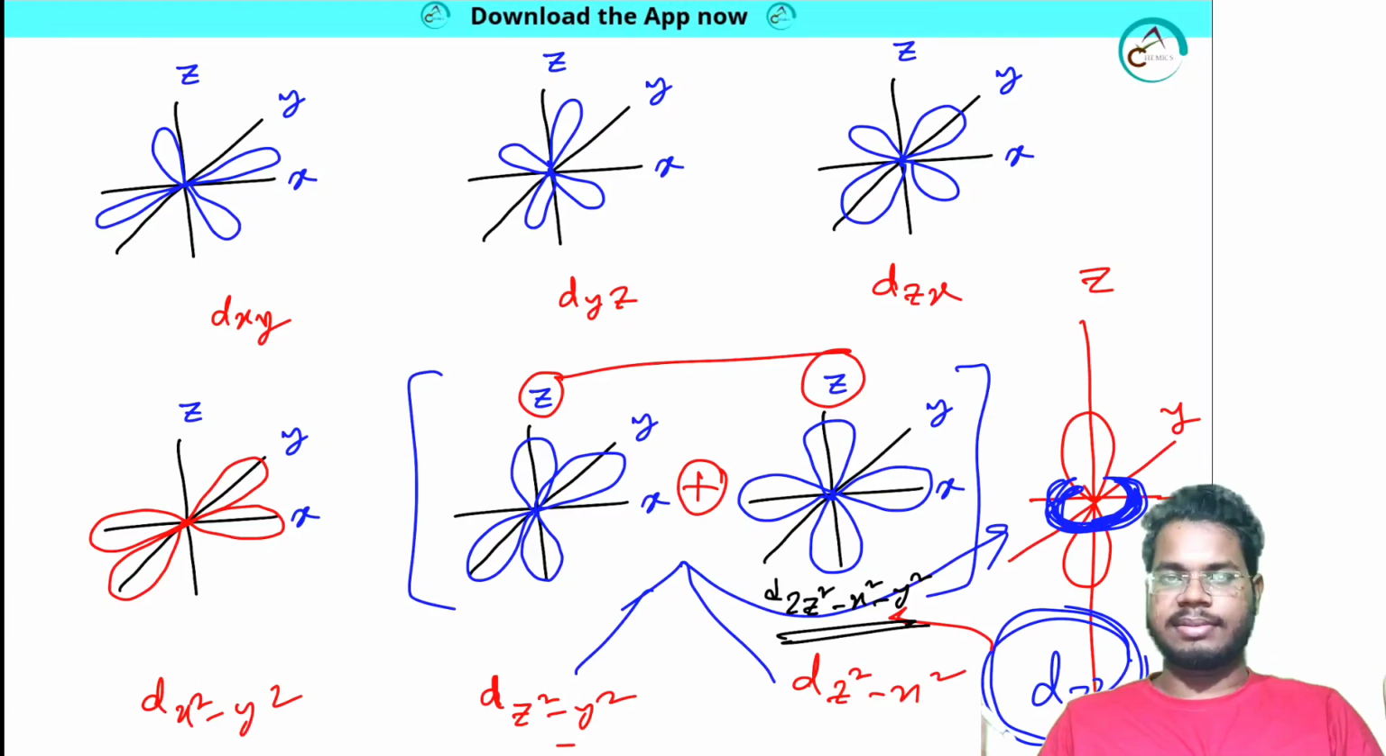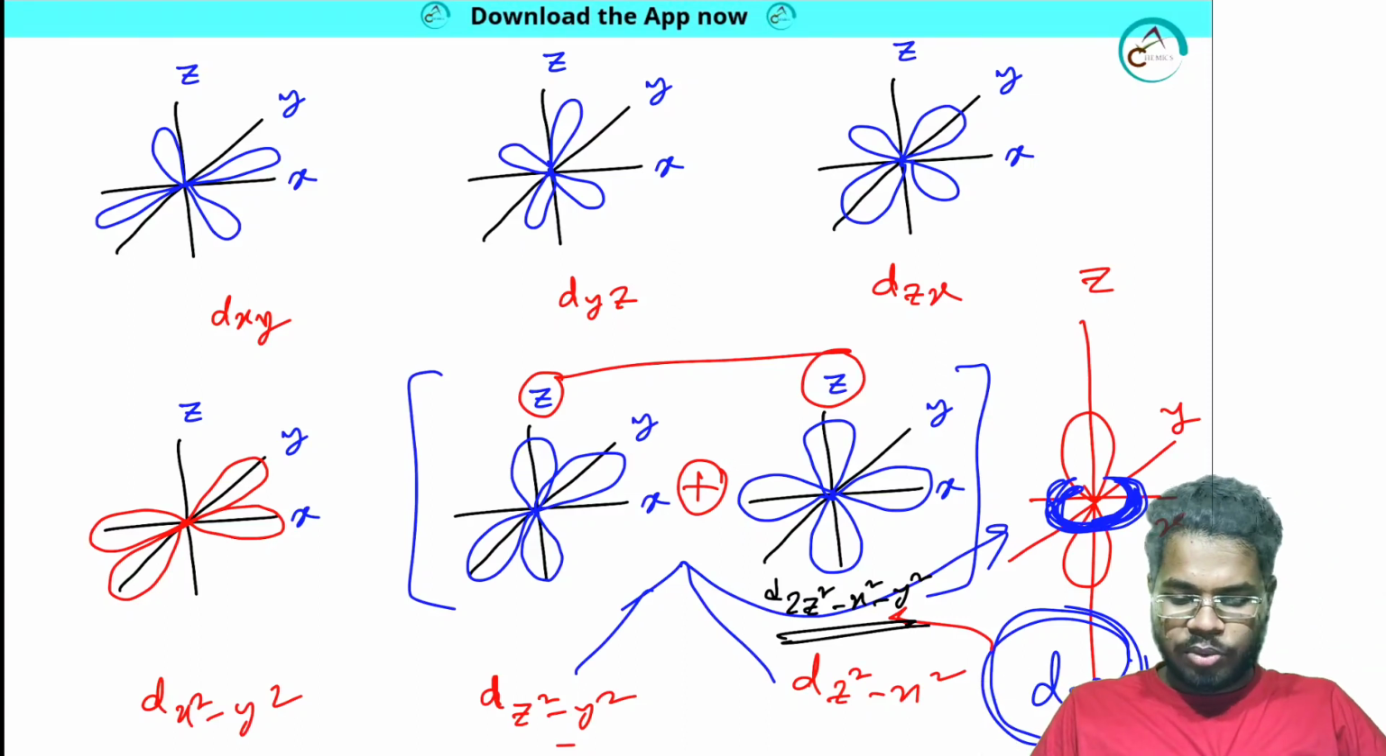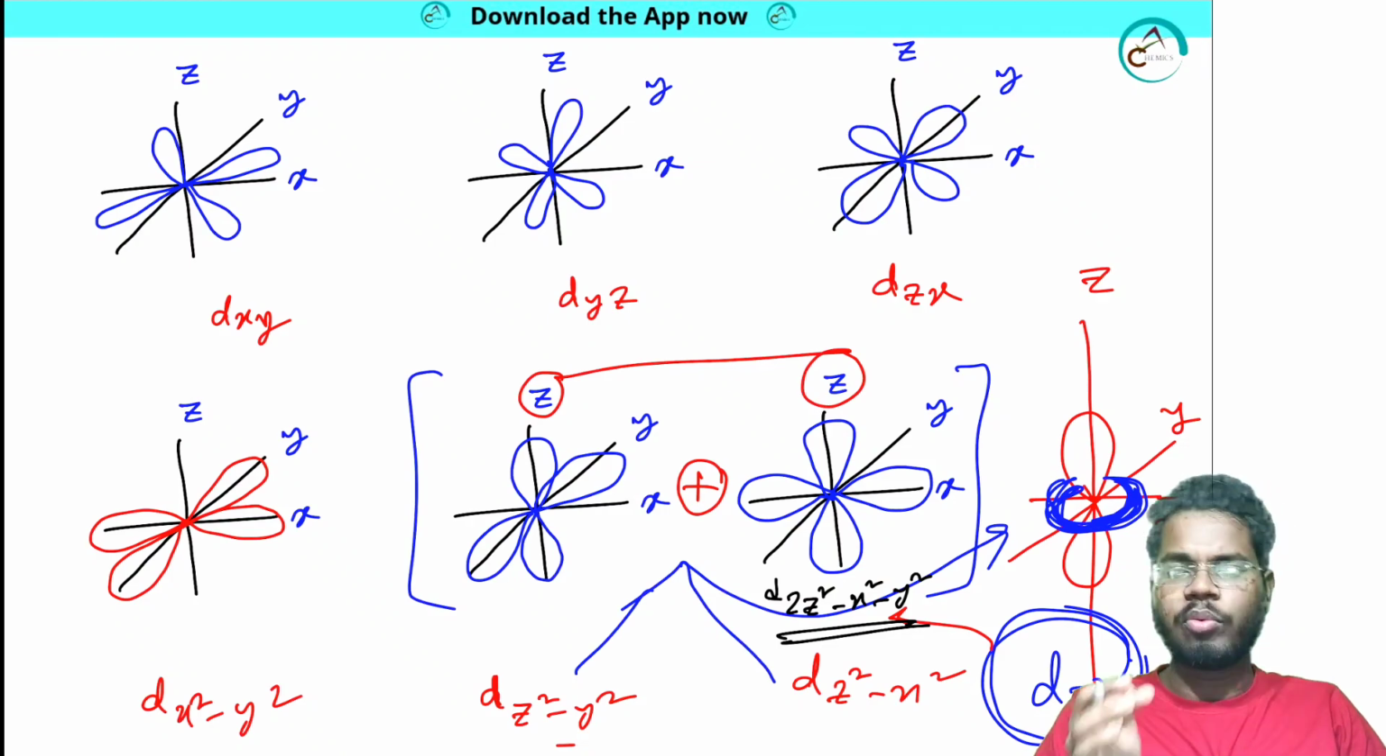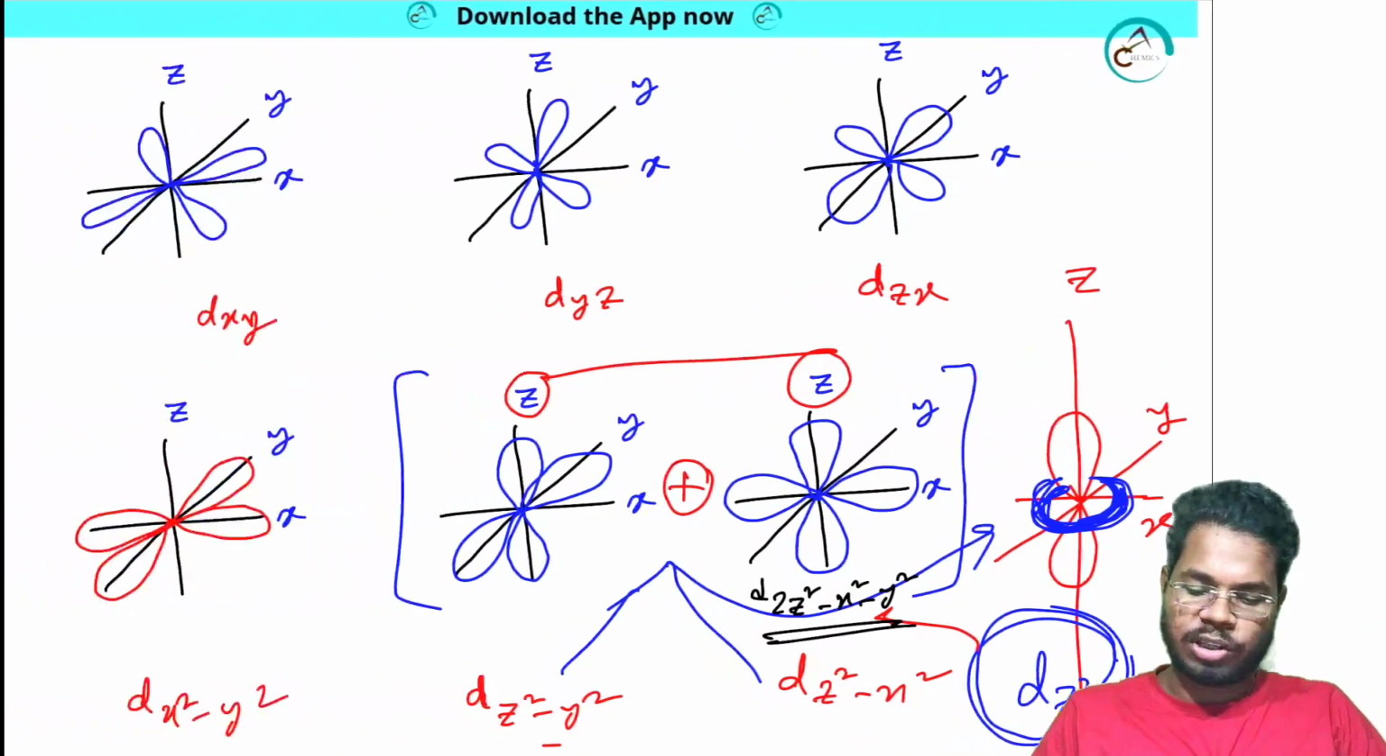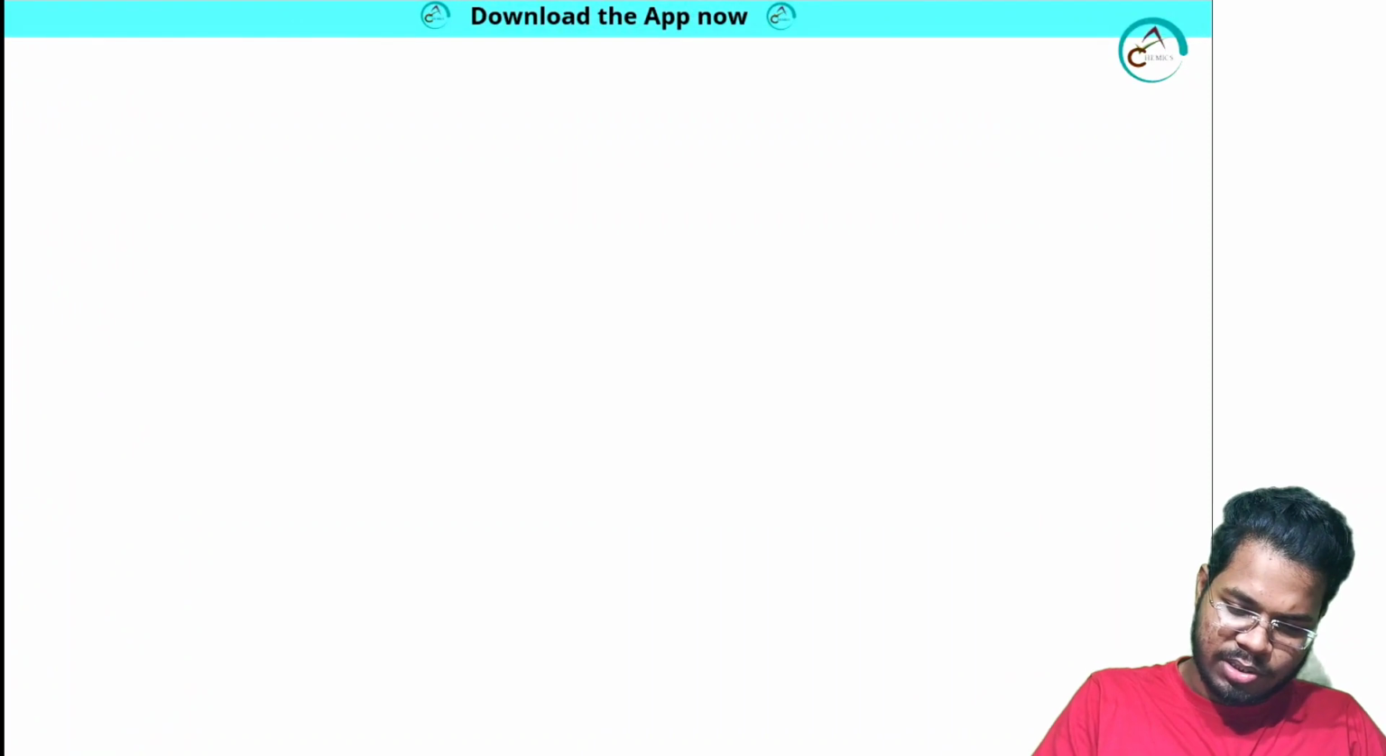Dz square is actually this. Clear? So that is what we wanted to know about that system, about the systems. So now we can enter into the valence bond theory.